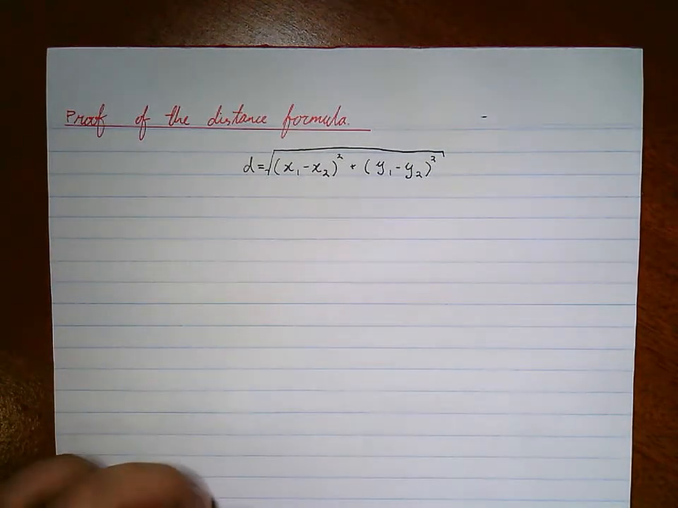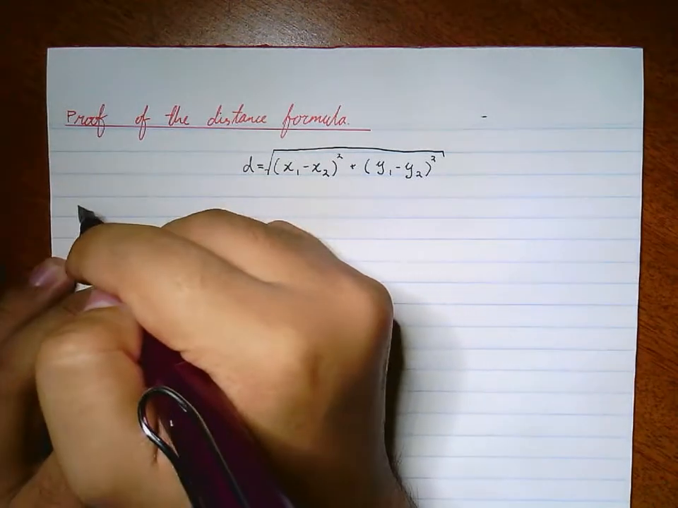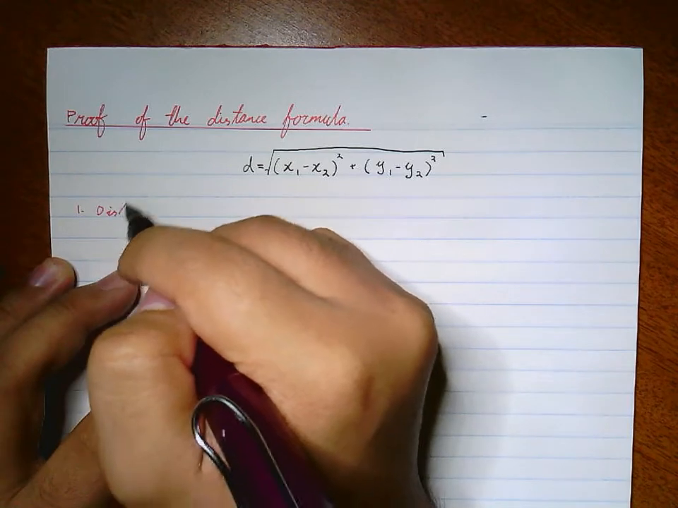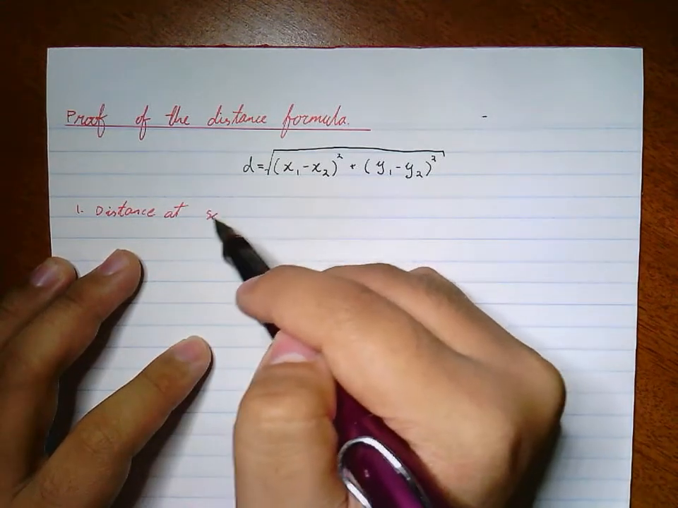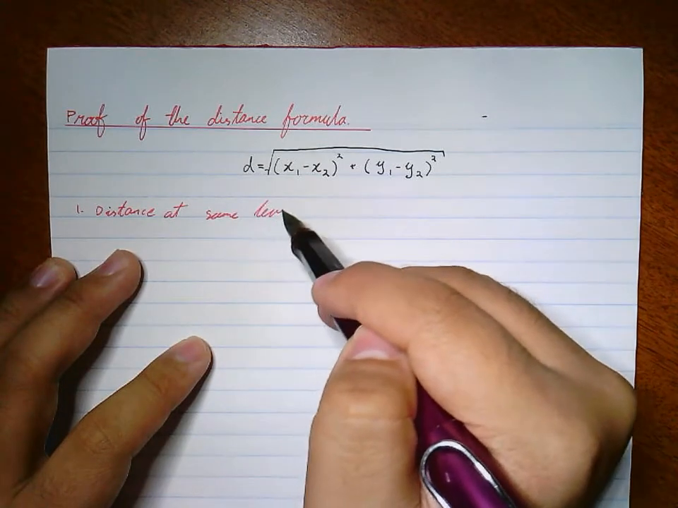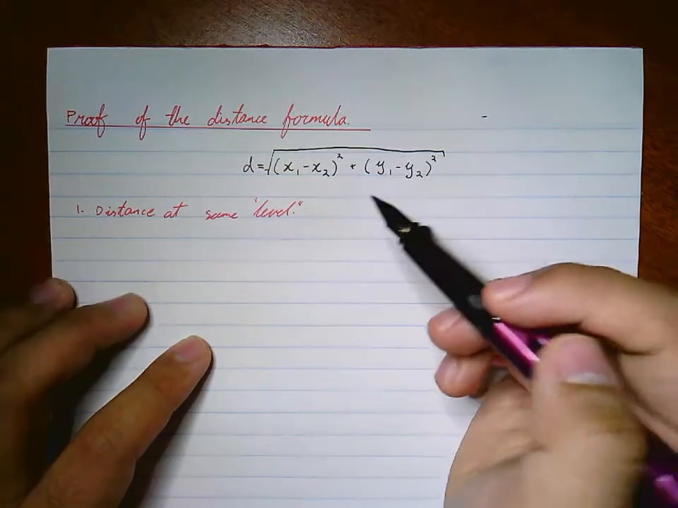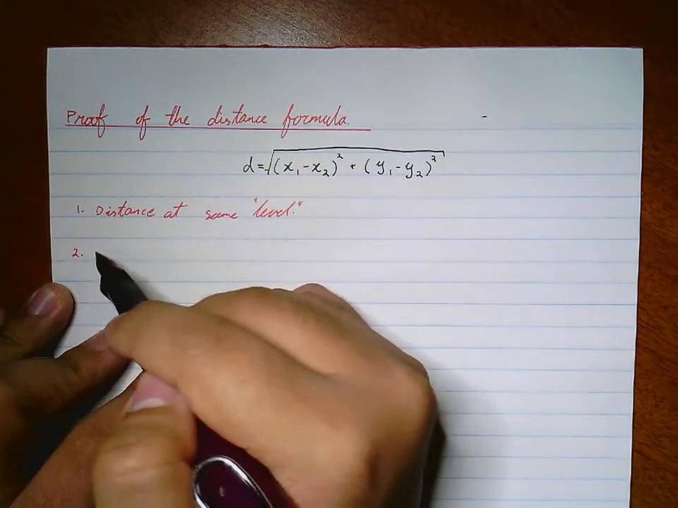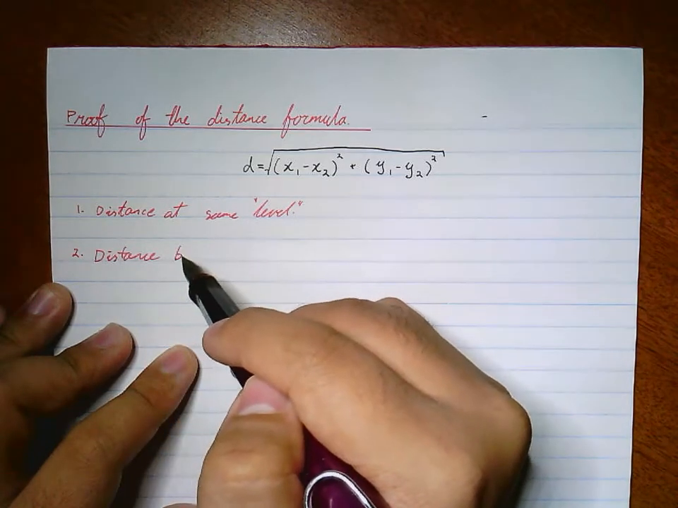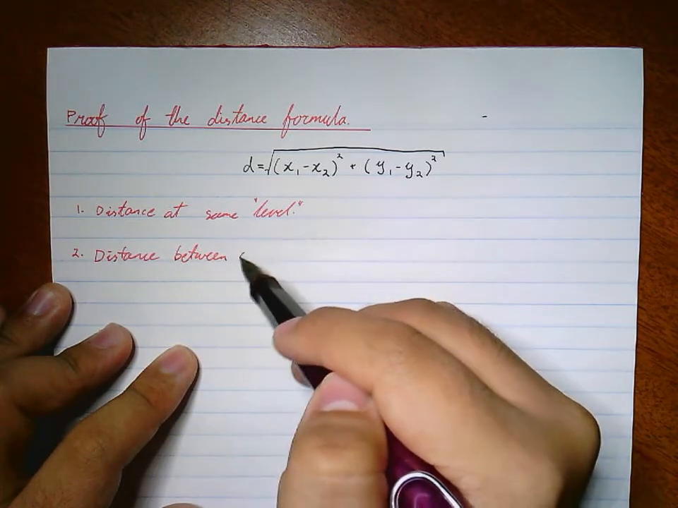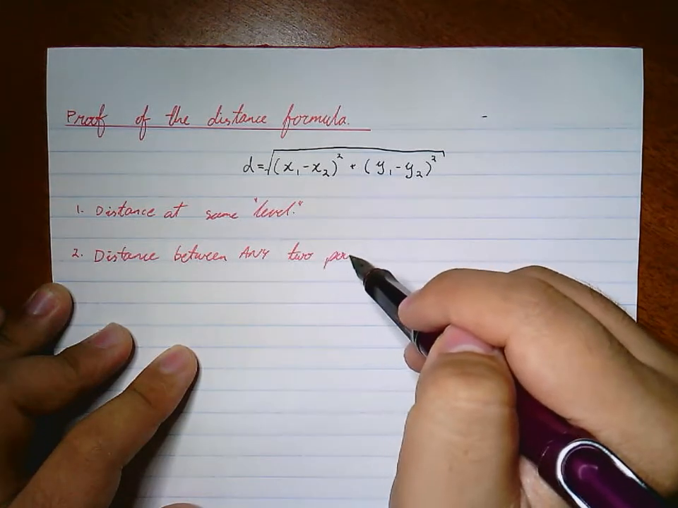Now, to prove this, we're going to take this in two steps. We're first going to see the distance between points at the same "level". You'll see what I mean about level, put those in quotation marks. And then finally, the distance between any 2 points.